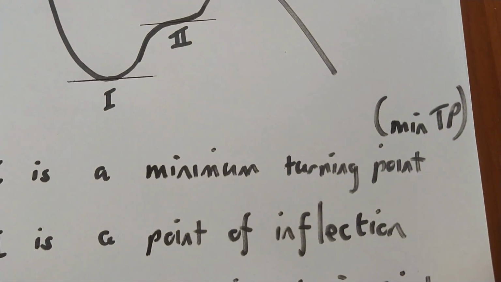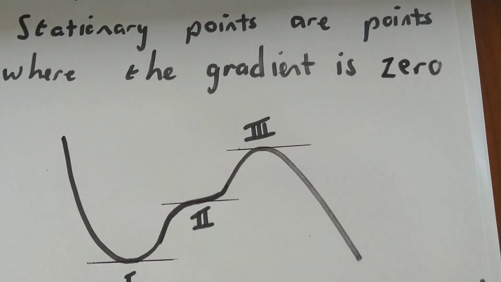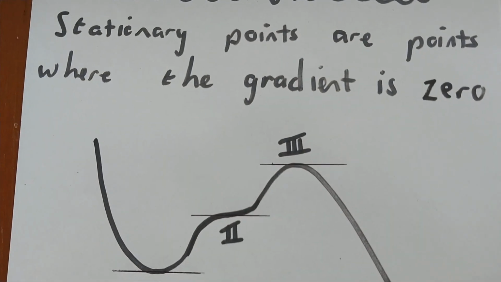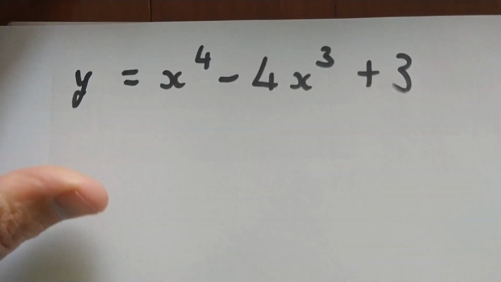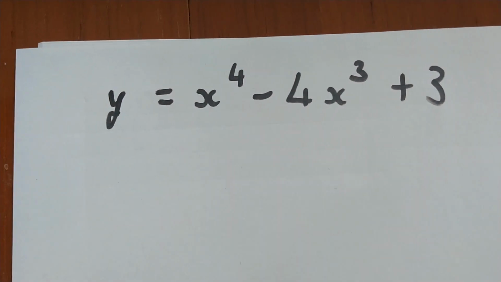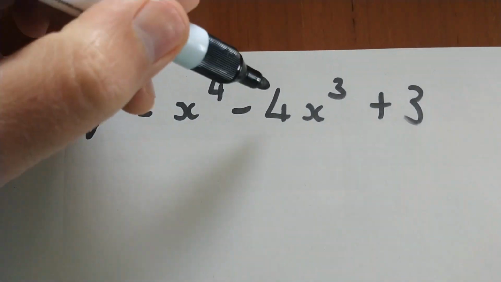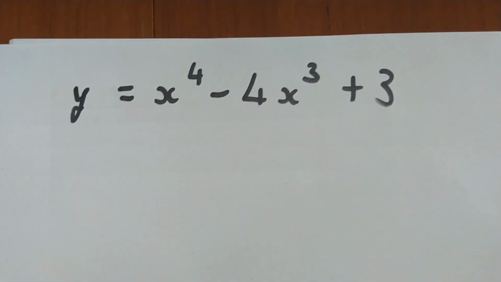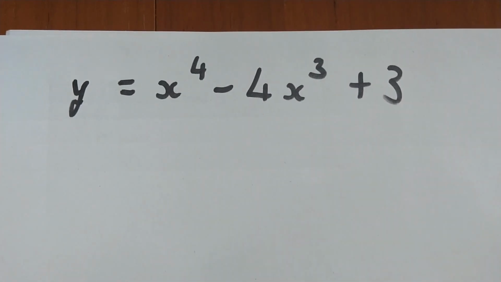So let's look at a little example then. Questions will often ask you to find the coordinates of a stationary point and usually also to find the nature of the stationary point. Let us consider, this is on page 8, y equals x to the 4 minus 4x cubed plus 3. Okay. Step 1.